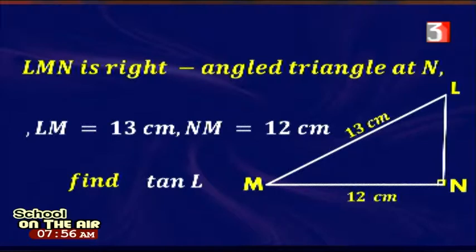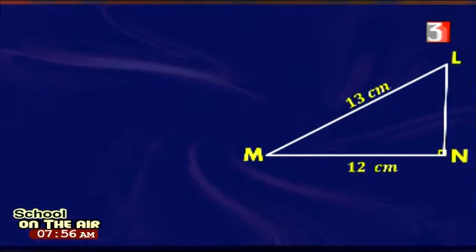Its law is opposite over adjacent. When you look carefully at angle L, its opposite side is MN. What about its adjacent? It's LN. Do you know the length of LN? Of course not. How can we find the length of LN?